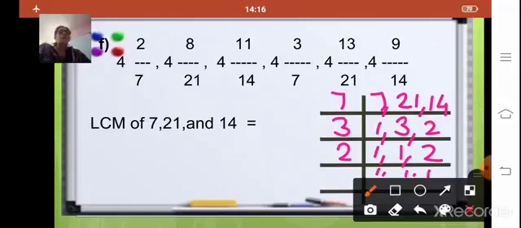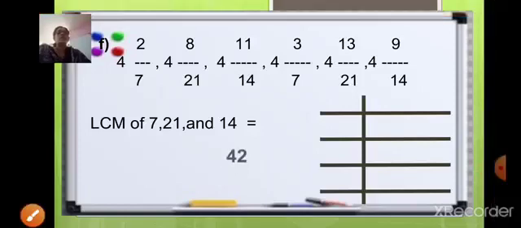Now what will you do? Multiply the prime factors. 7 threes are 21, 21 into 2. So your LCM of 7, 21 and 14 is 42. Now the same step: you will make all the fractions like fractions where your denominator will be 42.